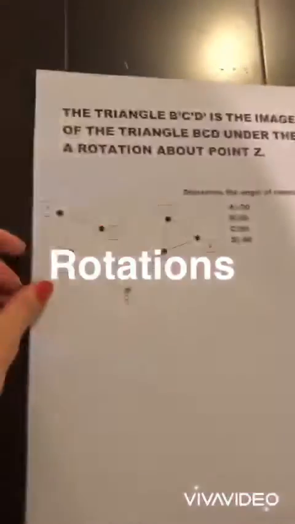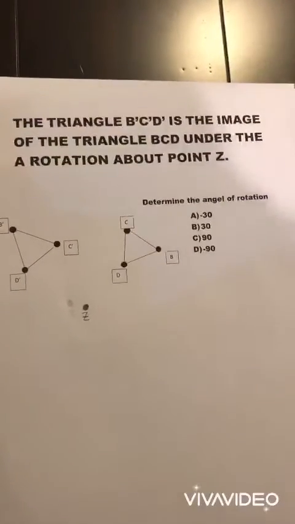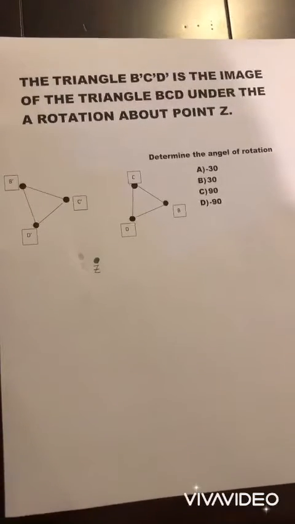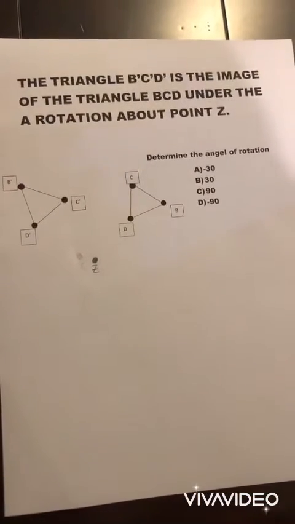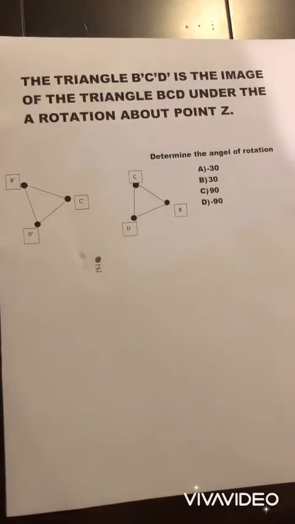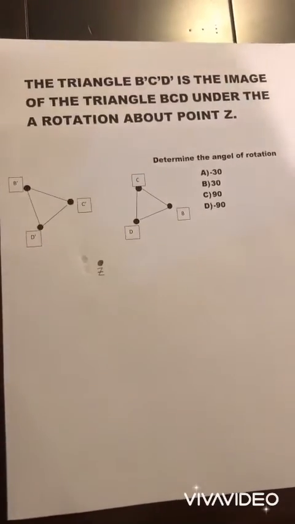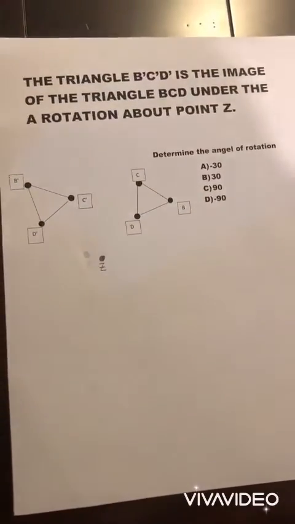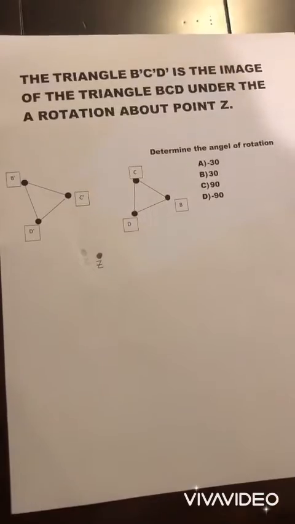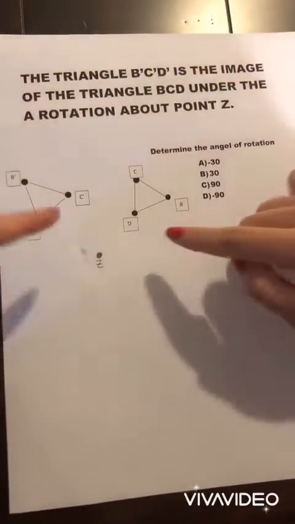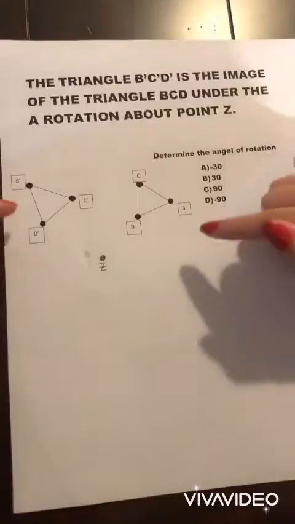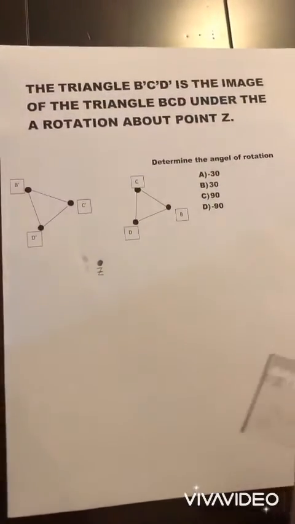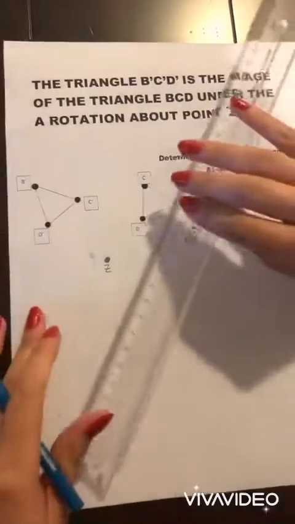Our first example is: triangle B'C'D' is the image of triangle BCD under a rotation about point C. Determine the angle of rotation. So here we're going to determine the angles of the points of the rotation. To do that, we're going to need point C, and we want to connect the two same points. The two same points will be D' and D. So to connect that, we're going to use C to connect both of them.